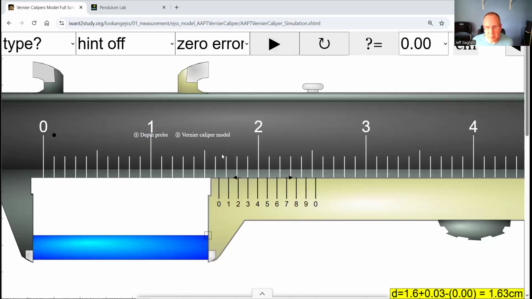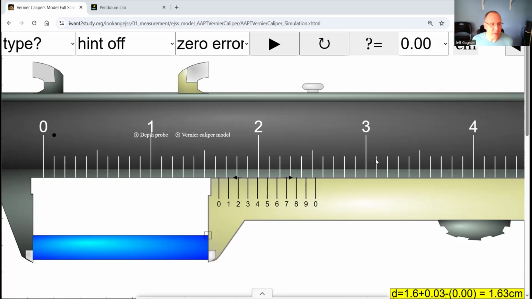And if you notice, there's basically two scales on a vernier caliper. You have the main scale, which goes along the vernier caliper, and this is in centimeters. And then you have another scale, which is called the vernier scale, which just goes from 0 to 9. And this is on one of the jaws that moves. So this is the vernier scale. This is the main scale.